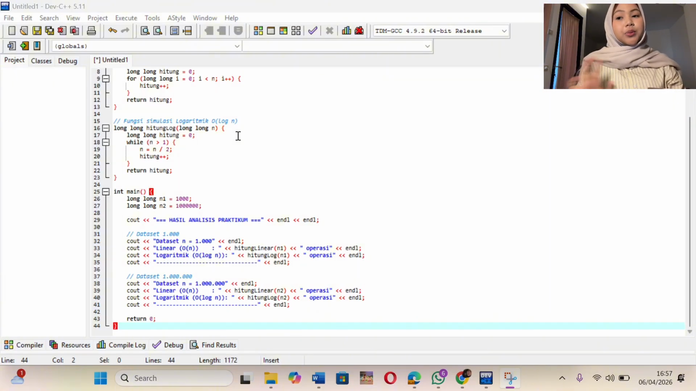To summarize, this program clearly demonstrates that O of log n is far more efficient than O of n. When dealing with large datasets, O of n grows linearly with input, while O of log n grows incredibly slowly. As software engineers, understanding algorithm complexity helps us write better, faster, and more scalable code.